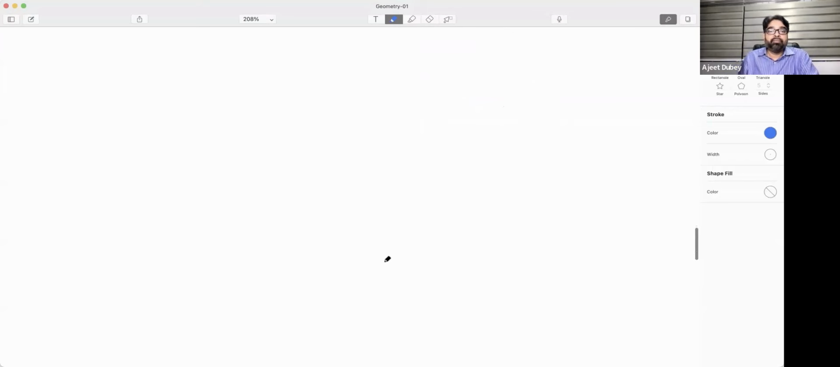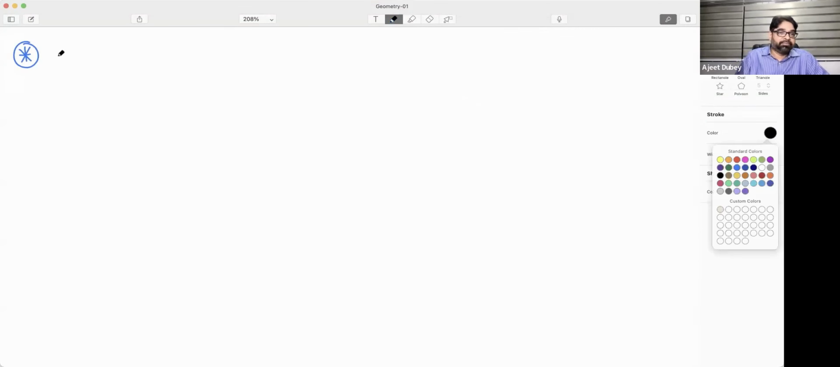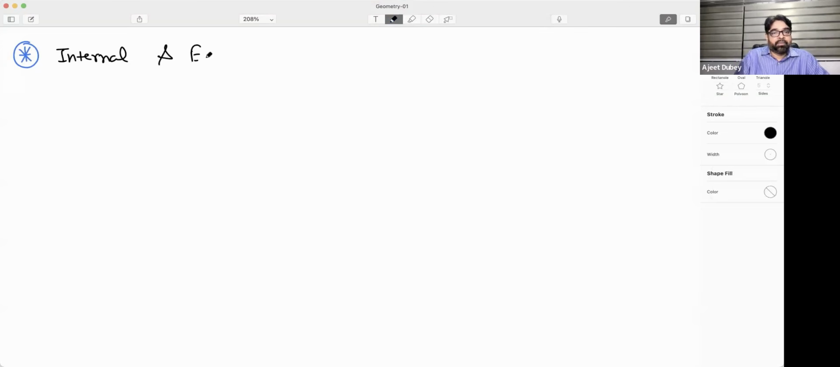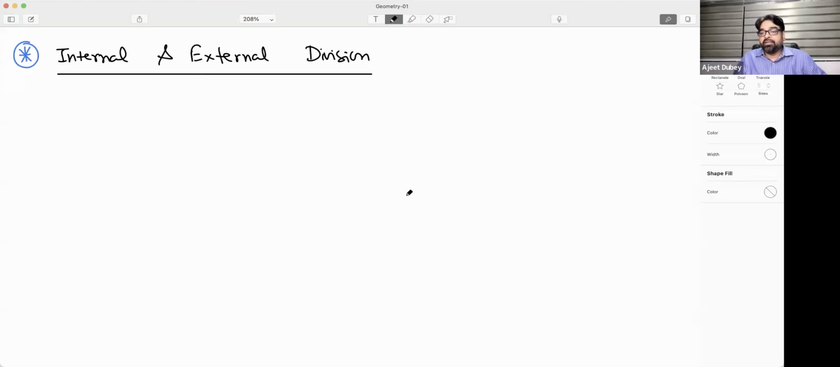Now, a most useful topic: internal and external division. Please concentrate. I'm going to discuss this point, and you have to understand it very carefully. Imagine this is the coordinate axis. Let's remove the coordinate axis. Let's say this is the origin. Let's say this is point A. Let's say this is point B.